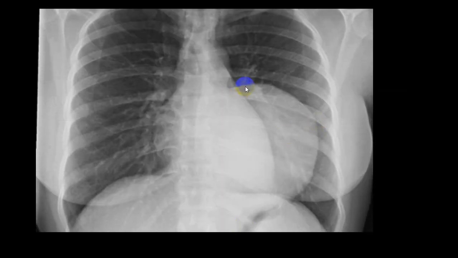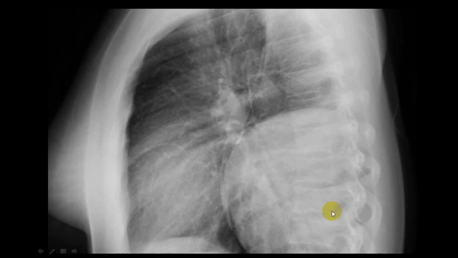Now you can see a shadow here, and you can see the hilar vessels. So this is not arising from hilum. And if you look in a lateral view, see, this is the anterior mediastinum, this is the middle mediastinum, this is the posterior mediastinum. So this is a mass arising from the posterior mediastinum.